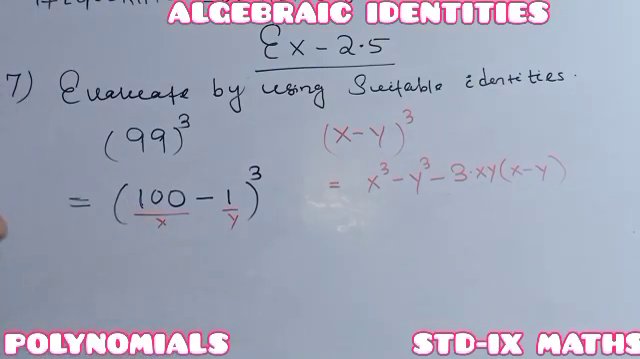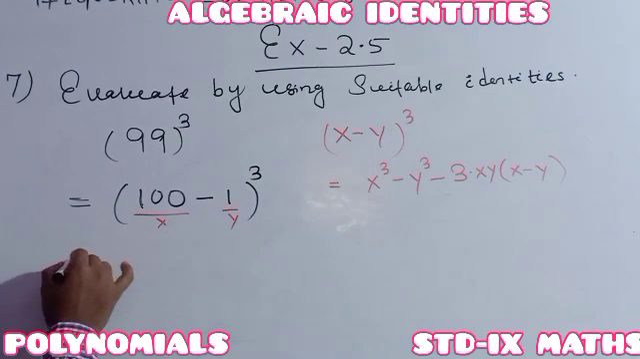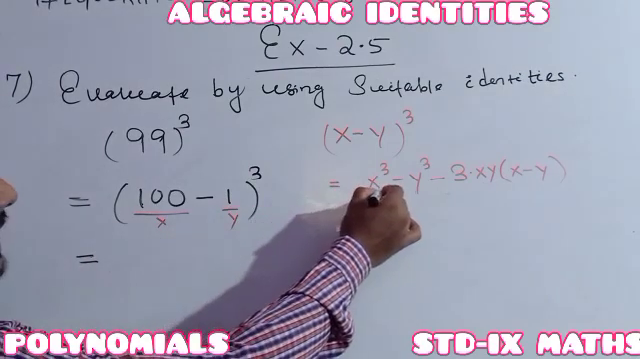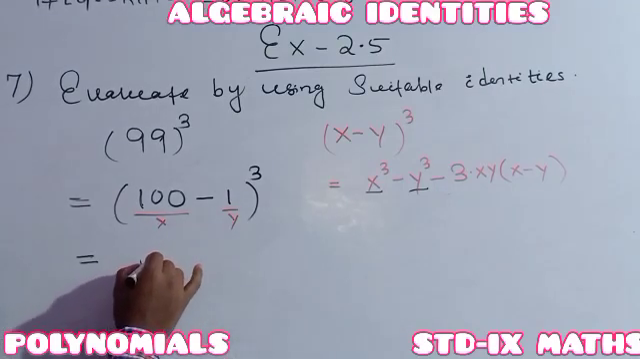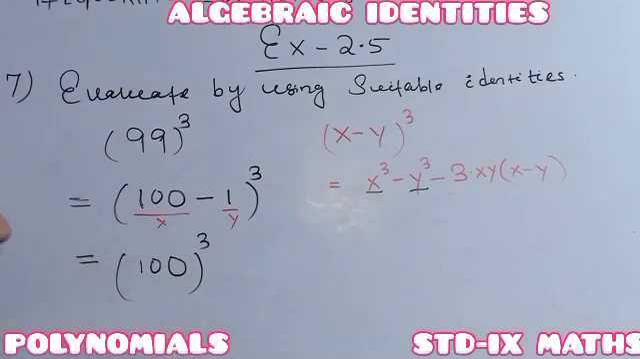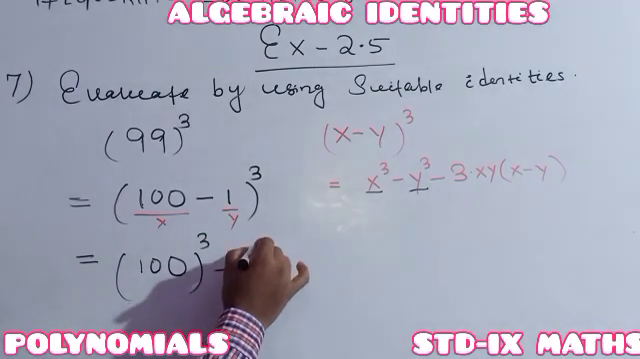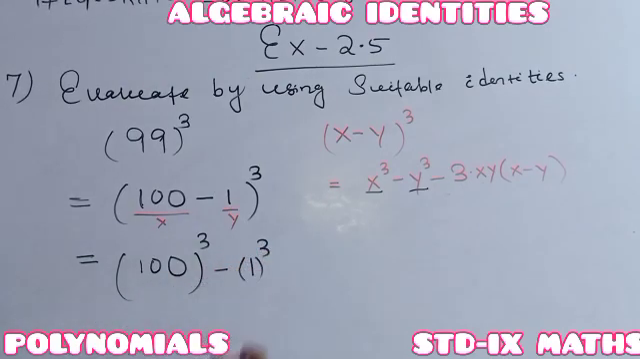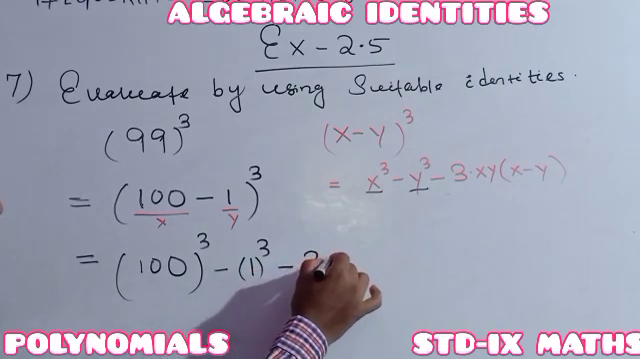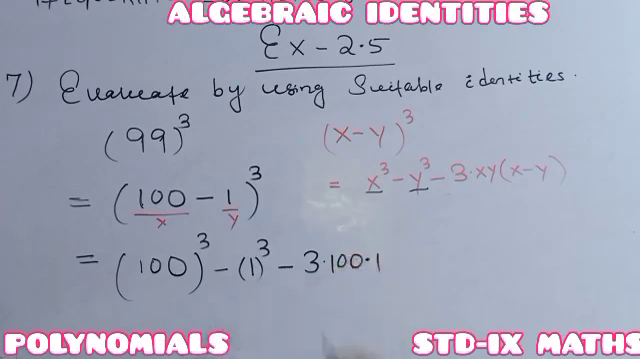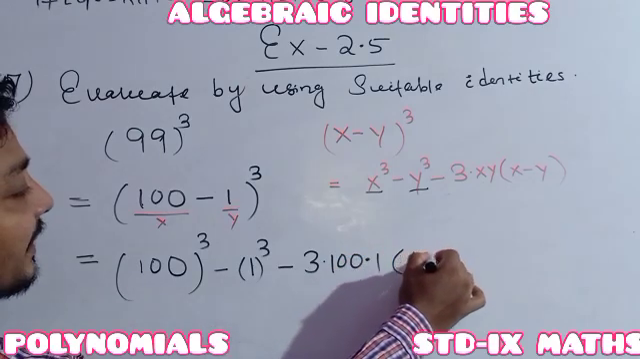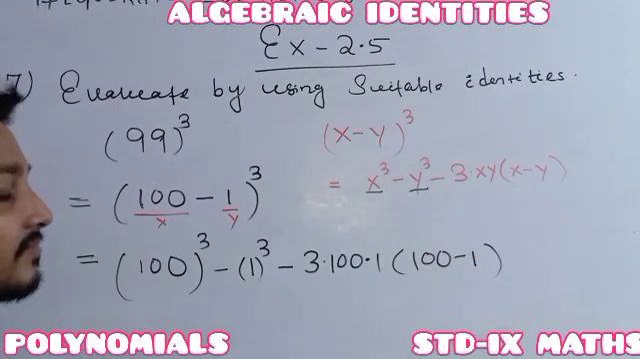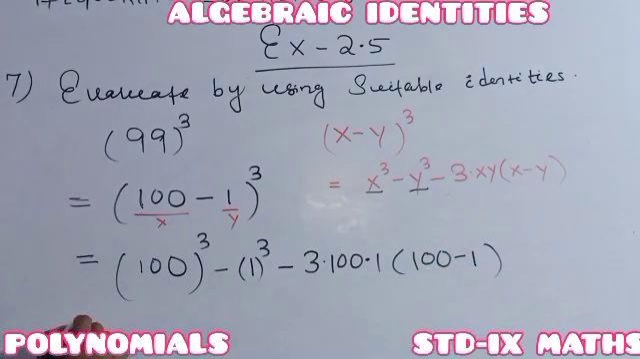So in the first step we have already detected which one is x and which one is y. So we only have to write the expansion form just like the formula is written. It means first it is our 100 its cube. Understood? Then after minus 1 cube, single one, no need to give the bracket. 1 cube means 1. Then after minus 3 into 100 into 1, within the bracket 100 minus 1. Understood?